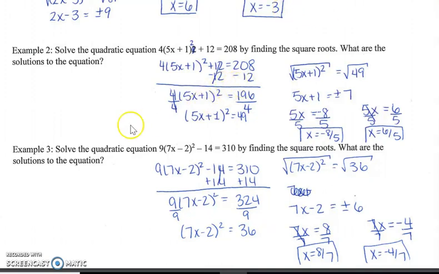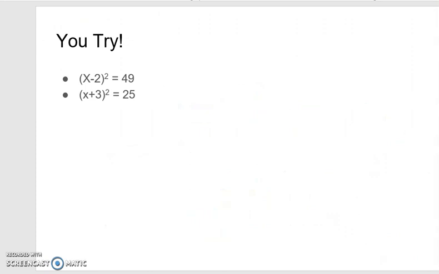All right, guys, what I want you to do now is go ahead and find your whiteboards. You're going to try a couple of these on your own. All right, on your whiteboards, I want you to solve these two problems. X minus 2 quantity squared equals 49. X plus 3 quantity squared is equal to 25. Okay, go ahead and pause this video and give the students a chance to work on it and get solutions. Remember, students, that you guys should have 2 solutions.